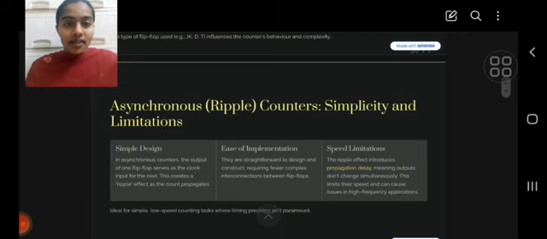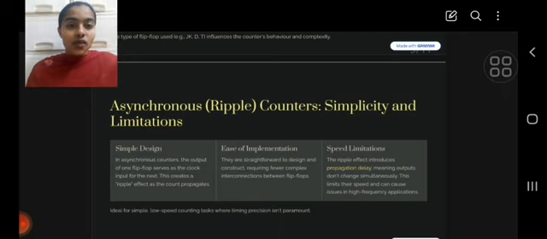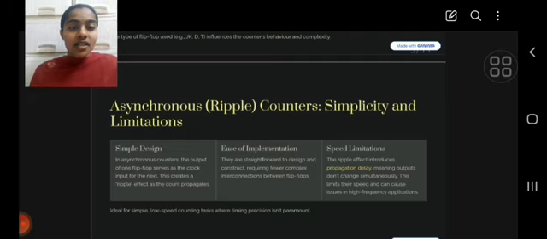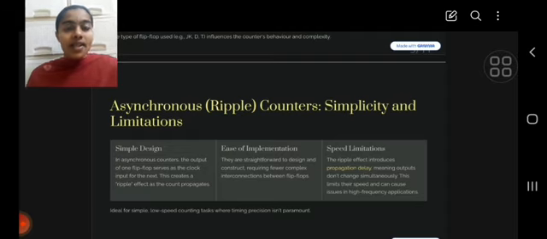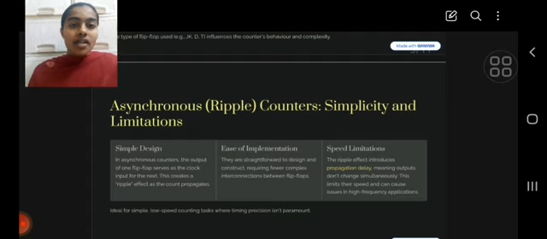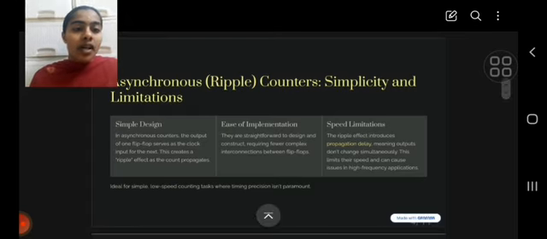Counters are classified into two types. First one is asynchronous counter, second one is synchronous counter. Let us see the first, asynchronous counter. The output of one flip-flop serves as the clock input for the next. This creates a ripple effect. Ripple effect is nothing but a single action or event that continuously spreads consequently.